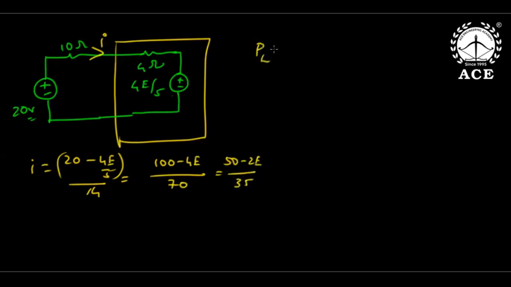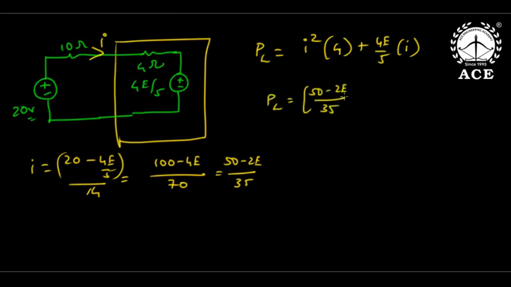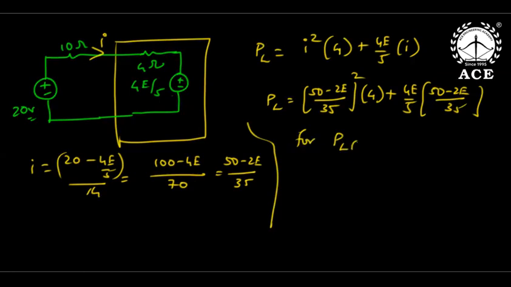Now what is the load power expression? One part is I square into R, and the other is 4E by 5 into I. That is the total power. So you substitute this I here: 50 minus 2E by 35 whole square into 4, plus 4E by 5 into I, where again I is 50 minus 2E by 35. Now for PL max, you do dPL by dE, and 100% you will get E as 7.5.